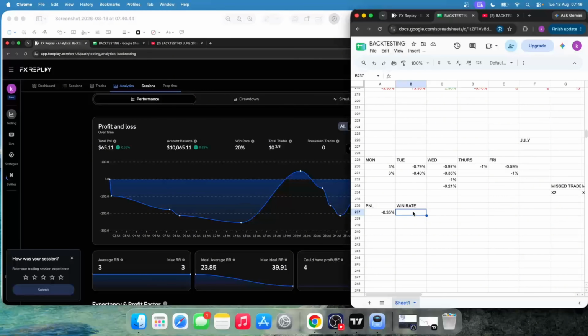And be 18.18%. So very 4%. Total trades would be 10. Wins 2. Loss. Wins 2. Loss 9.